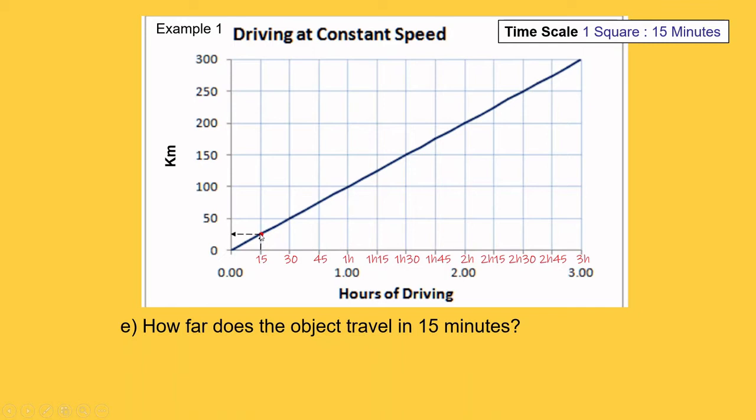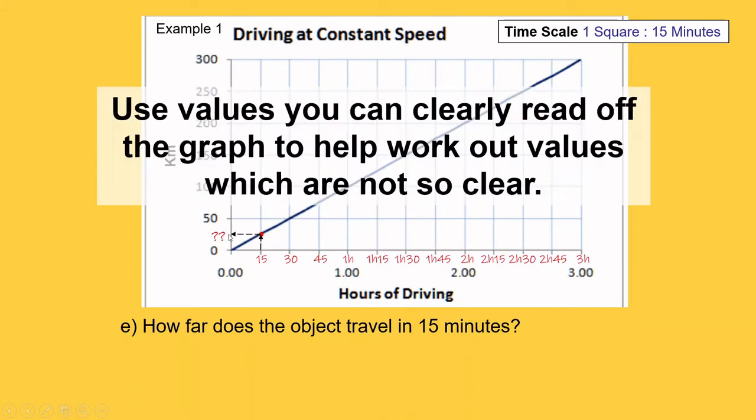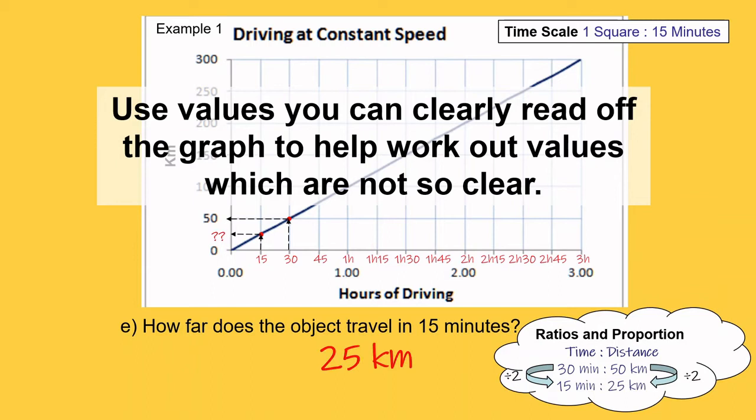I'll follow that up to the point on the travel graph, and I'll follow that point across horizontally to figure out the distance. But what is this distance? If you can't actually see the value you're looking for on the travel graph, you should use values that you can clearly read from the graph to help work out those values which are not so clear. If I know that I can travel 50 kilometers in 30 minutes, and 15 minutes is half the amount of time, well then I could simply half the distance. 30 divided by 2 gives me 15, and 50 kilometers divided by 2 gives me 25 kilometers.